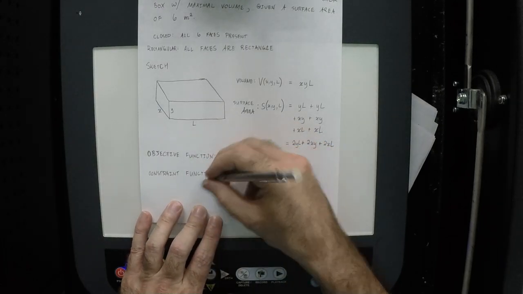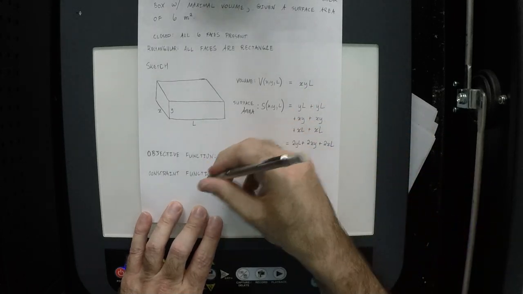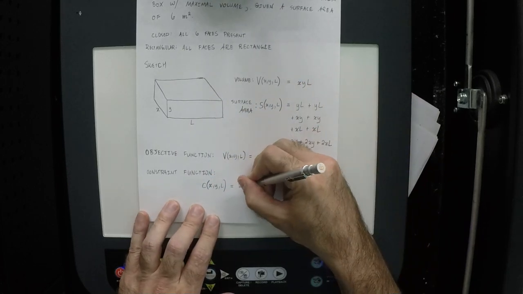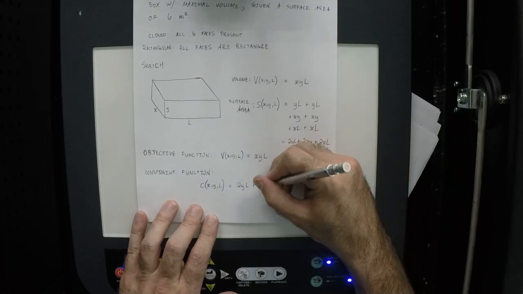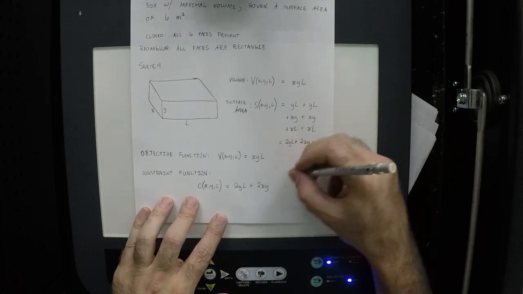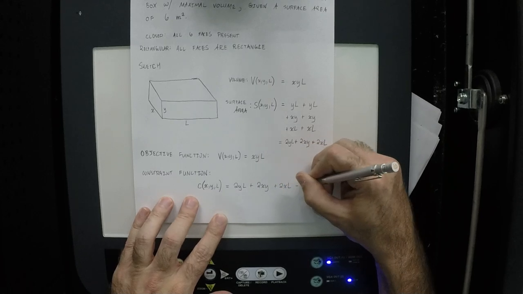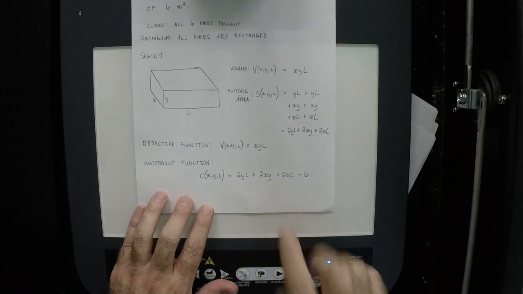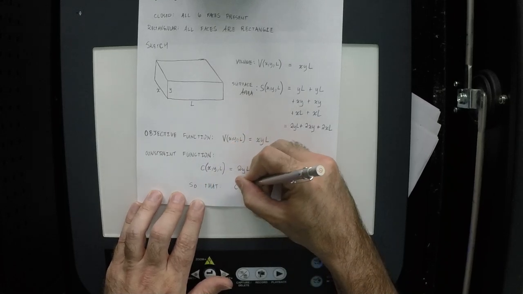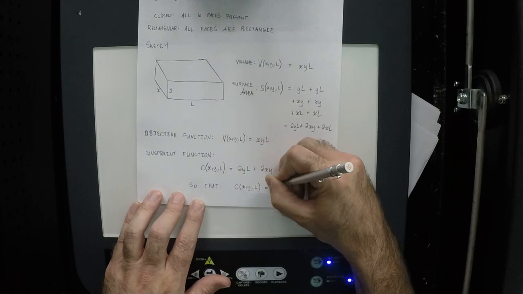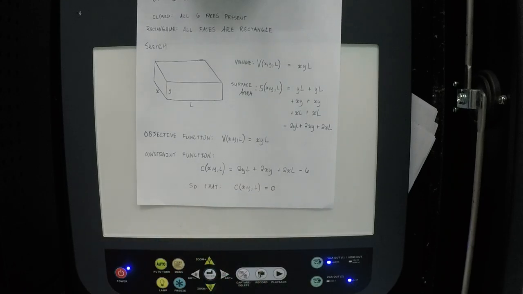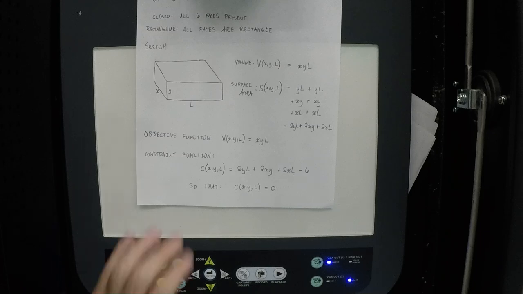Which is to say, just to give it a name, the constraint function, I'll call it C, of X, Y, and L, is the surface area function, 2YL plus 2XY plus 2XL, and then minus 6. And the reason why we have to do this is so that the constraint is specified by C of X, Y, and L is equal to 0. Because we have to have blah, blah, blah equal 0. Okay, so any question about this?